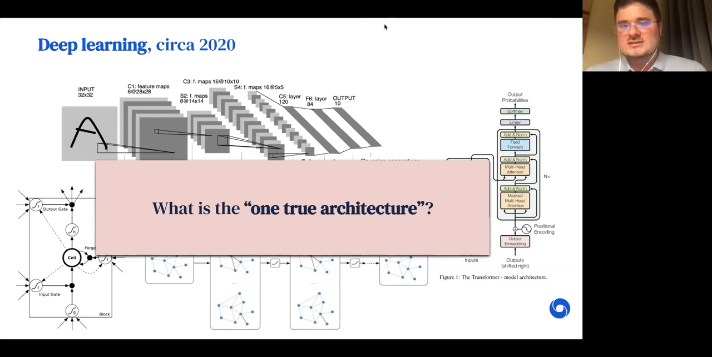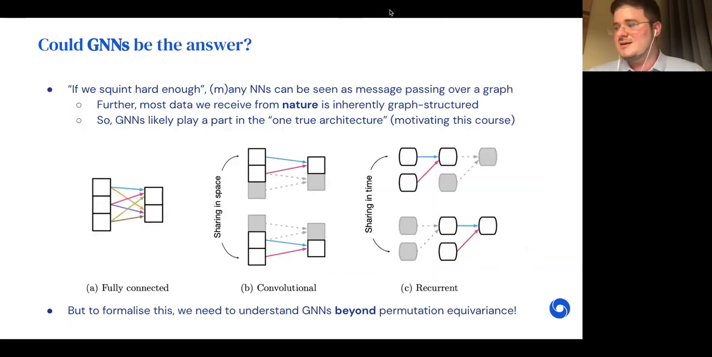Now, one thing that is quite important to note here, and could be quite useful to those of you taking this particular course, is that indeed, if you squint hard enough, many neural networks of interest can be seen as message passing over a graph structure. Here are given some specific graphs that arise from fully connected, convolutional and recurrent neural network layers. And further, there's a lot of good motivation to study data on graphs, because most of the data you receive from nature is inherently structured like a graph. And therefore, there is a fair chance that whatever ends up being the one true way to parameterize architectures, GNNs will likely play a part in it. So that's a very good motivation for why you should be taking this particular course.